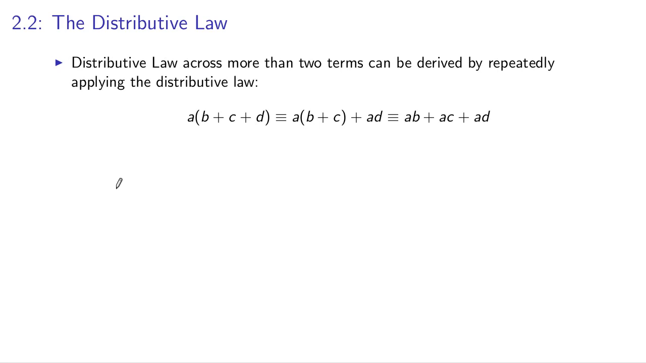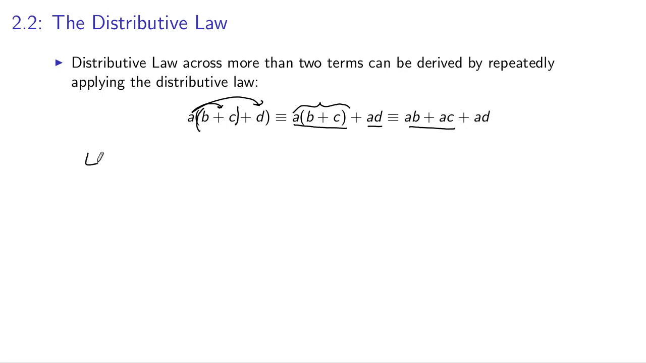And we can use the distributive law across more than two terms by applying it repeatedly. So a distributes over, we could think of b plus c being grouped together, to get a times b plus c, and then a times d. And then we can distribute just the sub-expression to get ab plus ac plus ad from a times the quantity b plus c plus d.